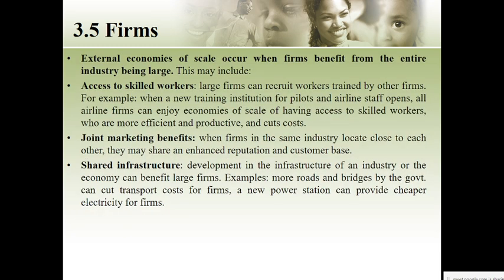External economies. Access to more skillful, more experienced employees. You just have to keep in mind that we are talking about beneficial aspects for the organization. Joint market benefit, shared infrastructure. Every decision you are taking is just for the benefit of the organization.